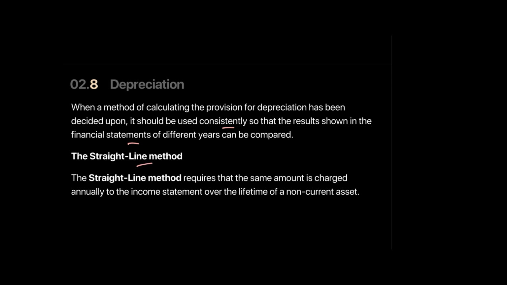The straight line method requires that the same amount of depreciation is charged to the income statement for that non-current asset. So I can say that the straight line method is more useful for assets that will lose their efficiency constantly over time, and it will result in a constant depreciation every year. All right. And the straight line method emphasizes that depreciation should be calculated on the original cost of the asset. All right. So let's do an example.